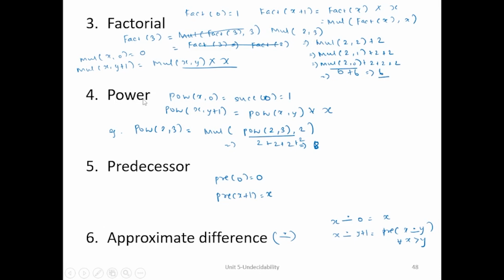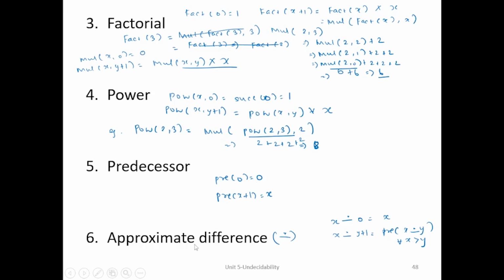The same thing for power. Power of x comma 0 is successor of 0. Successor means the next immediate value, so it is 1. Power of x comma y plus 1 is power of x comma y into x. It is also like the factorial concept. Predecessor means previous value. The previous value of 0 is also 0. The previous value of x plus 1 is only x.